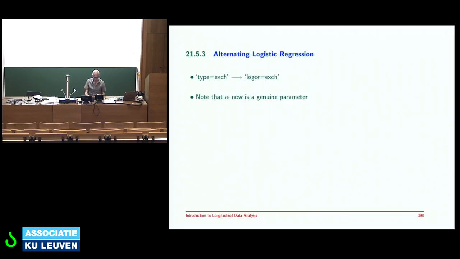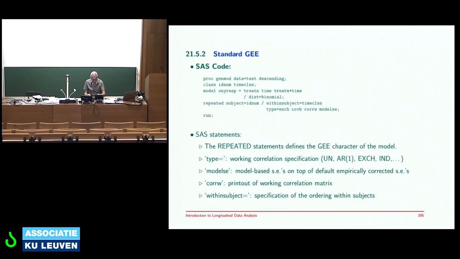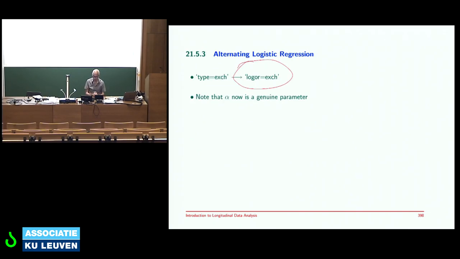Right. With that in mind, how do we do alternating logistic regression? Well, very simple. You go back to the same code. You take out the word type is exchangeable, and you replace that with logor is exchangeable. So type is replaced by logor is. Exchangeable is incidentally the same both in GEE with type as well as in ALR with logor. But look at the manual and you will see that for various other structures it's a different name.